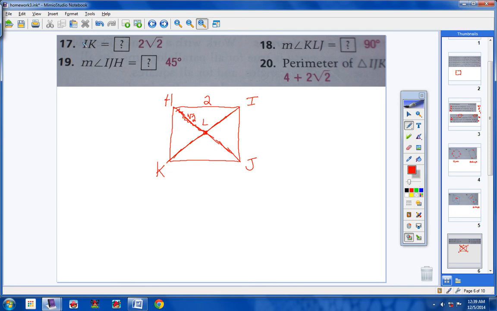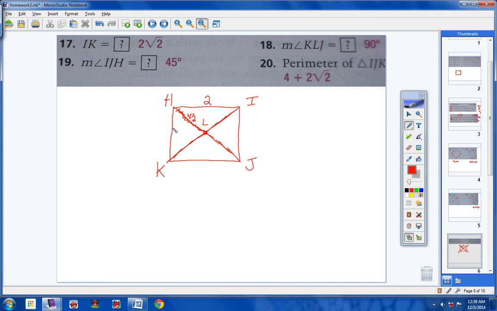Complete the statements, okay? IK would be how long? When our students come on, think about this. We have a square, okay? And one of the things we know about squares, a square is also a rectangle, okay? So when I have a square, I also have a rhombus, but I also have a rectangle.